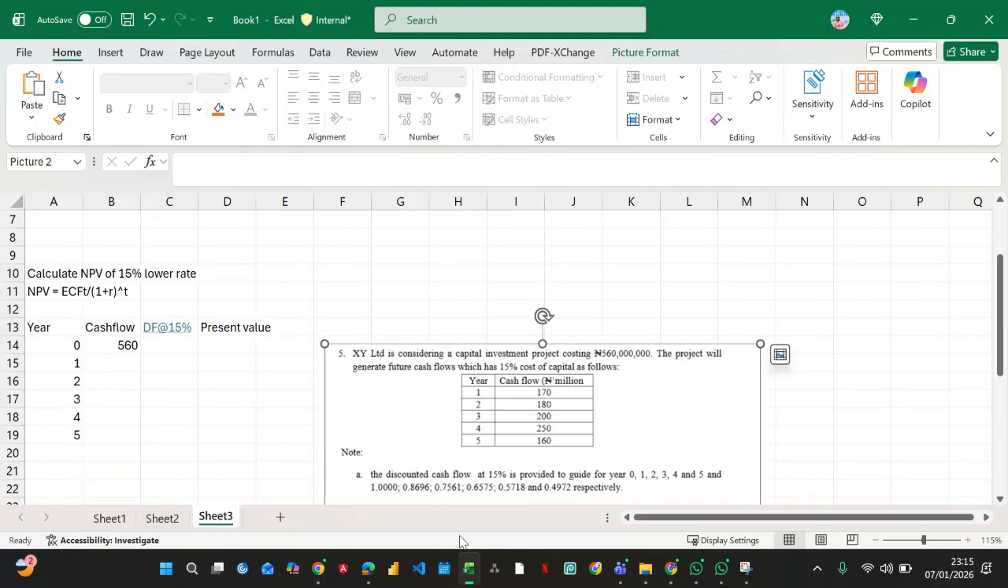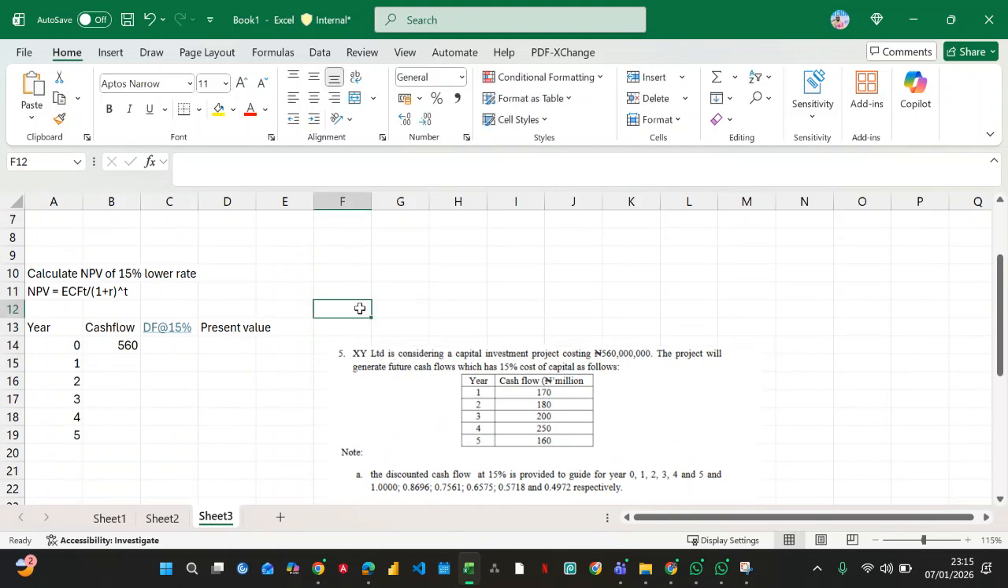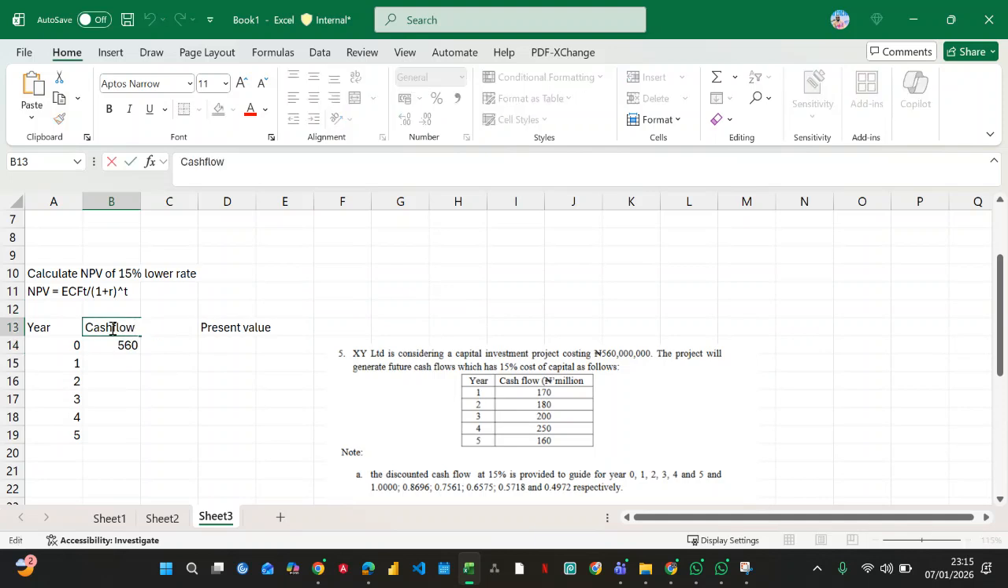Look at it from the question. Wait. You lost me at this 560. The value is 560 million. I don't want to write million, so let me make it simple.